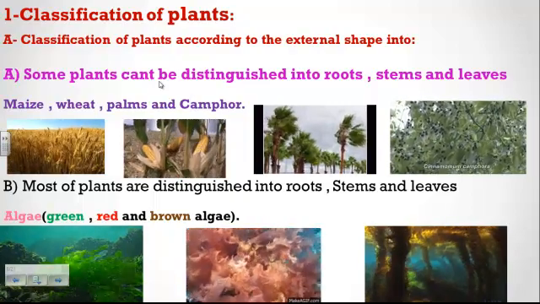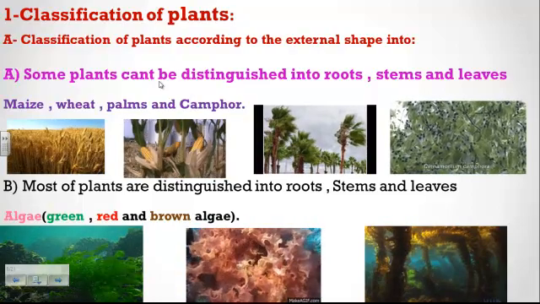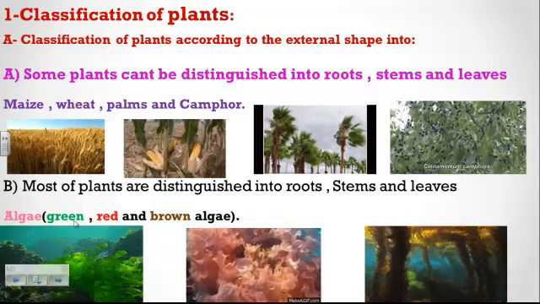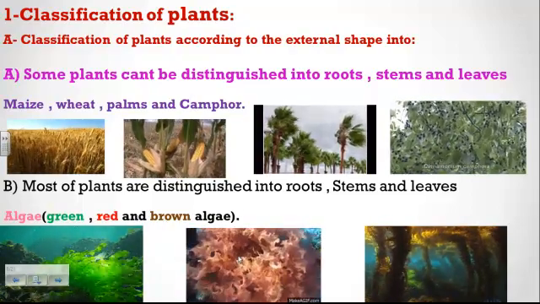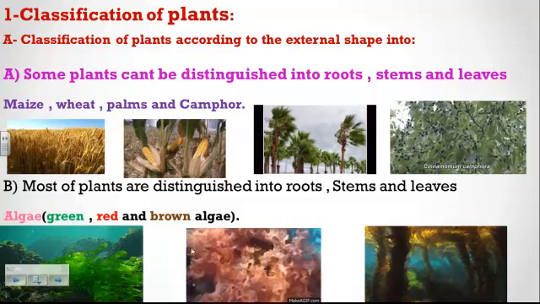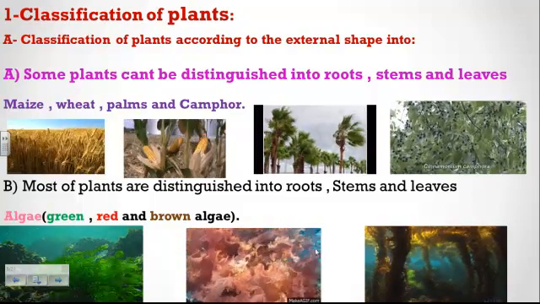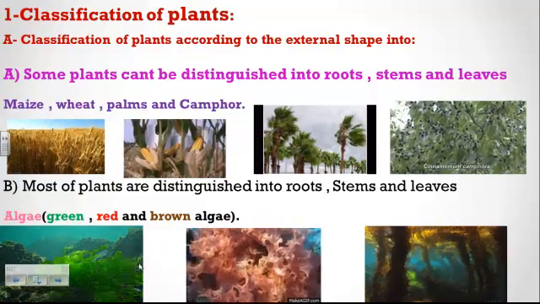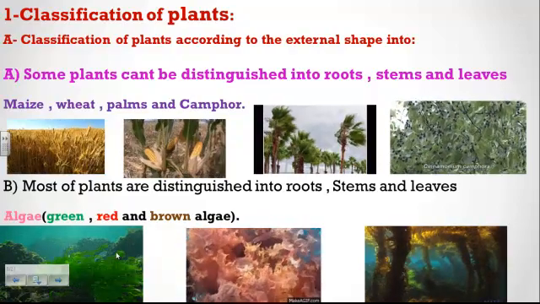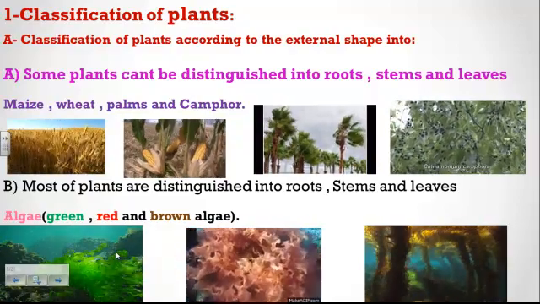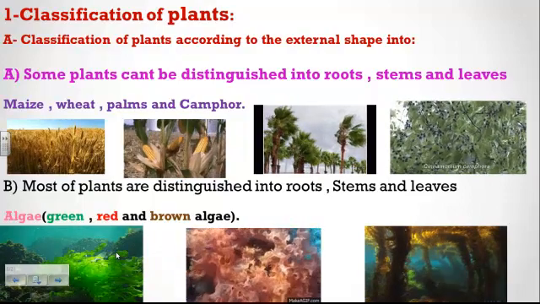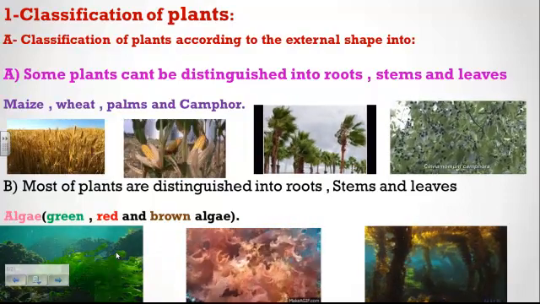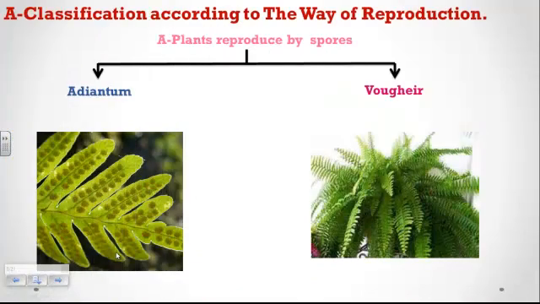while the other one are not distinguished into roots or stem or leaves. No roots, no stem, no leaves, like the green algae or red or brown algae that we can find in the images here down underwater. They are so clear. Each one, if you look at it, you can't find roots, stem, or leaves. This for the plants.